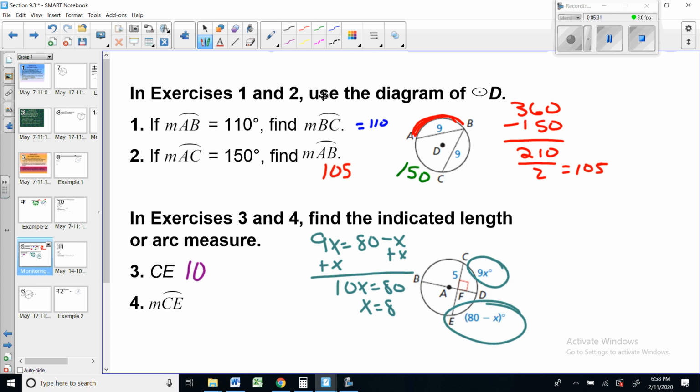Now, we need to find the measure of arc CD first. So I'm going to take 9 times 8, which is 72. But my arc down here is 72 as well. So the measure of arc CE is 144.